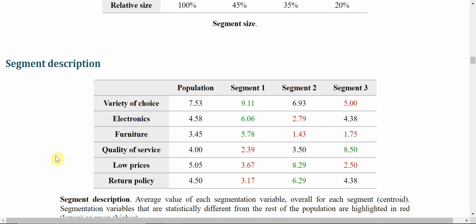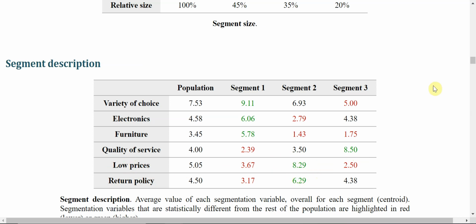So this was a simple explanation about how to make a targeting decision. Let's say we made a targeting decision, and we chose segment 2 because we are very good in lowering prices, and they think that low prices are very important. So we can work on the group.